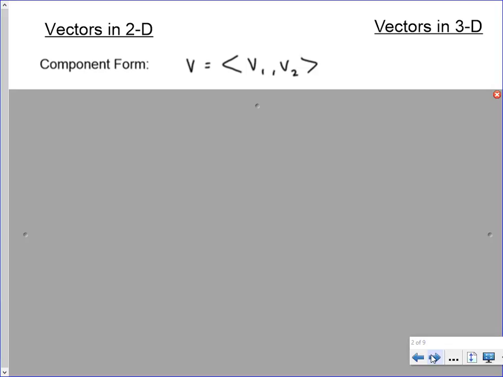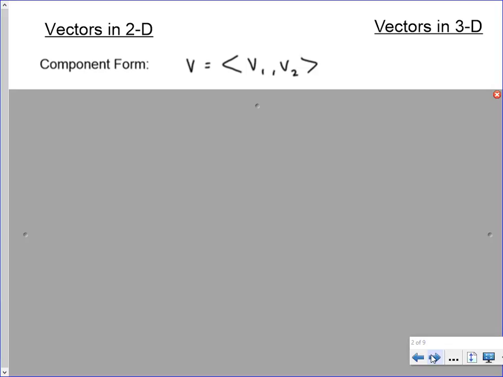Because they have magnitude or some length, they have some start and end point, so an initial and a terminal value. If we wanted to change it into component form, we would take the horizontal components and do terminal minus initial to get v sub 1, and then we would take the vertical components of the initial and terminal point, terminal minus initial to get v sub 2. So you always do the end point minus the start point to get it into component form.